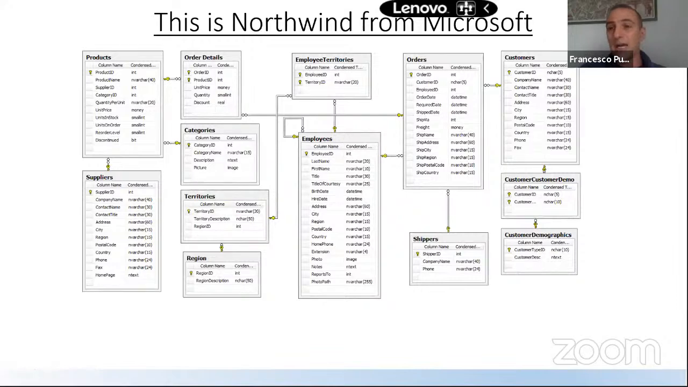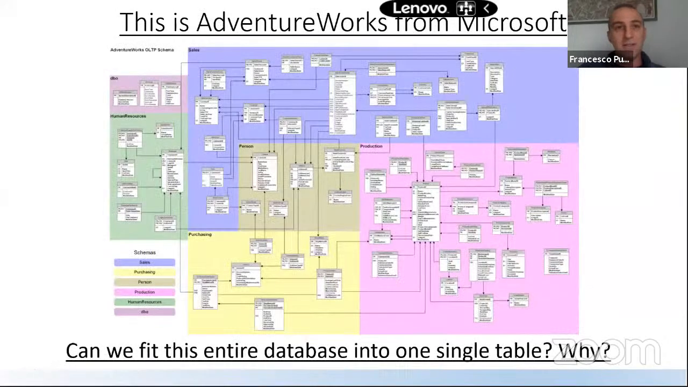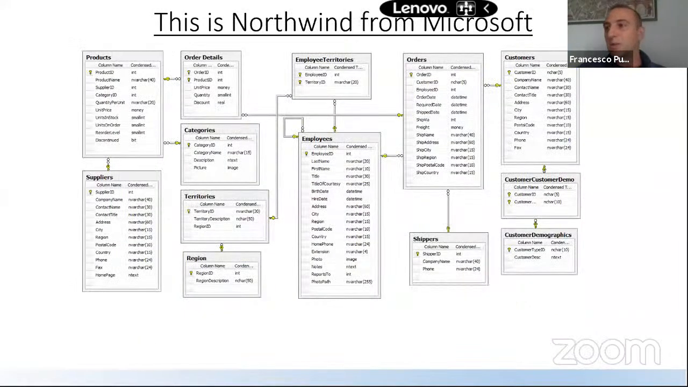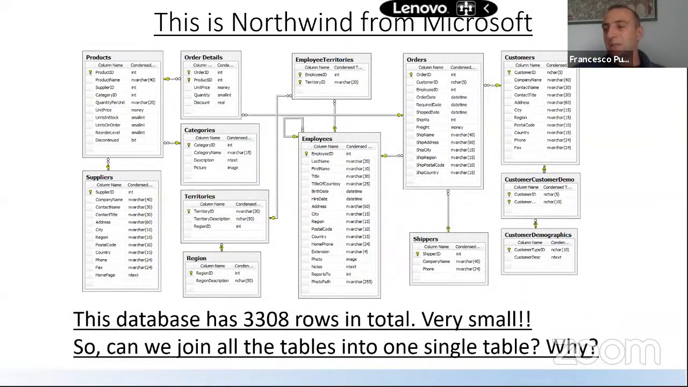And then I say, okay, fine, this database AdventureWorks is big, but what about this one? This database has only 3,000 rows and it's very small. So can we join all the tables in one single table or in one single view? Why can we or can we not do it? So again, here I will not manage to read the answer.